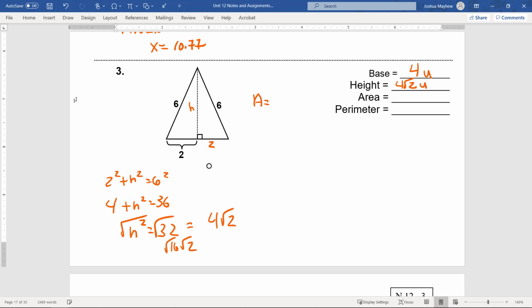Now let's find the area. 4 times 4 rad 2 divided by 2. You get 8 rad 2. 4 times 4 is 16. 16 divided by 2 is 8. 8 rad 2 square units. And perimeter for this one, pretty easy. 6 plus 6 plus 4, 16 units for the perimeter.